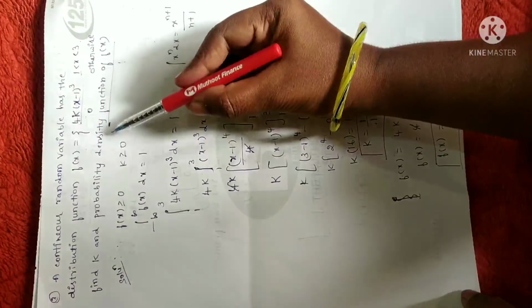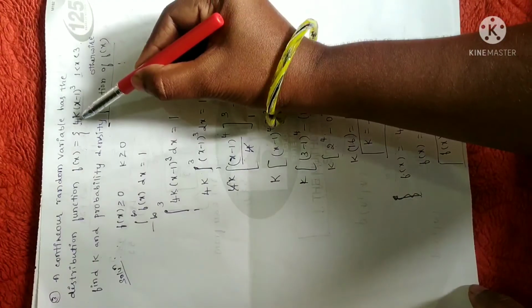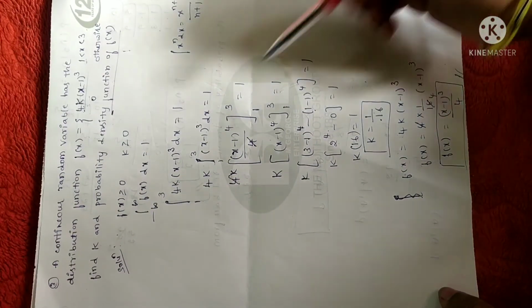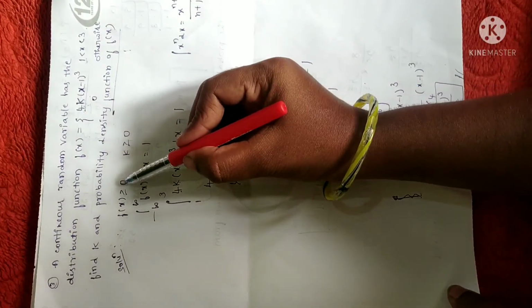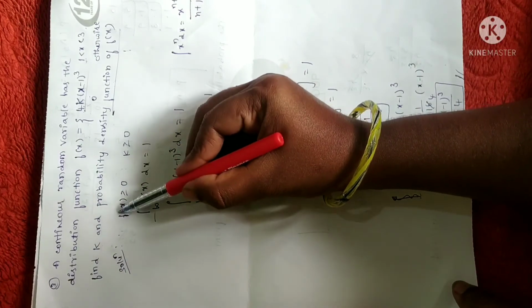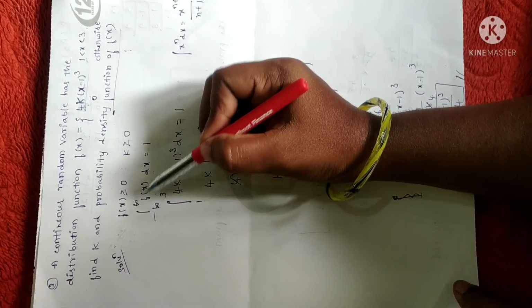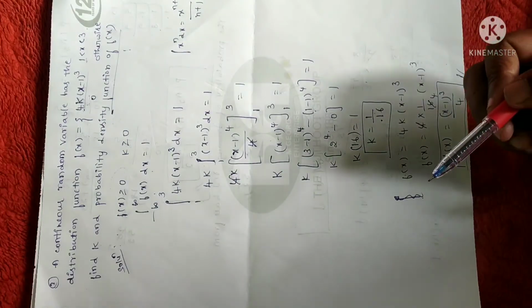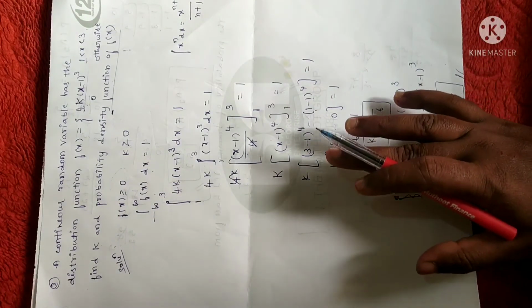So in the exam, if they ask you to find the density function, first you have to find the constant value by using the continuous random variable conditions. That is, first condition is f of x greater than or equal to 0, and second condition is integral from minus infinity to plus infinity f of x into dx is equal to 1. Fine. Hope so it is clear.